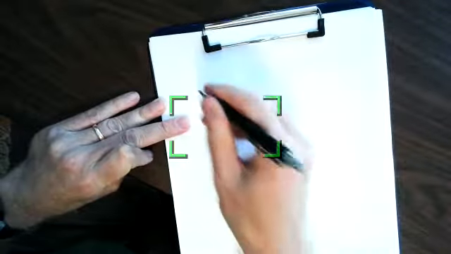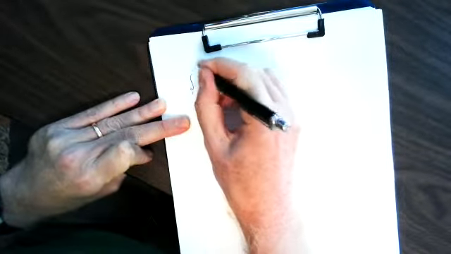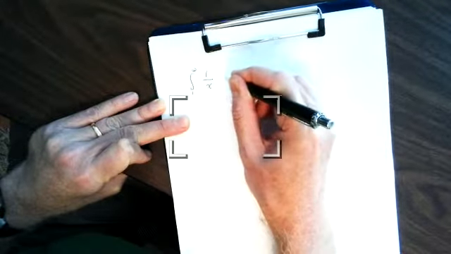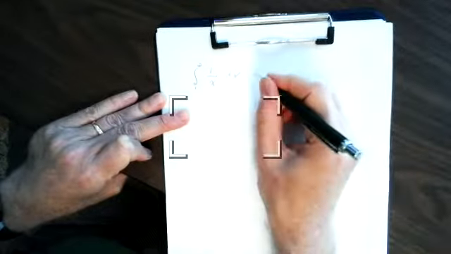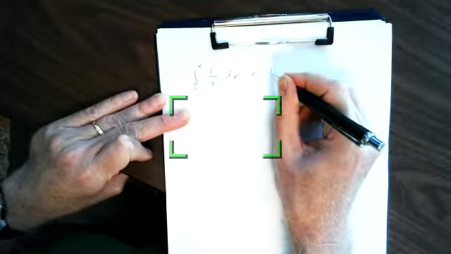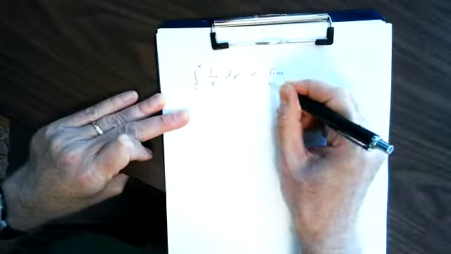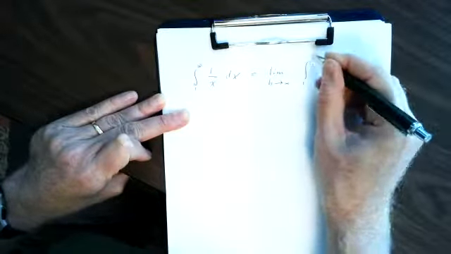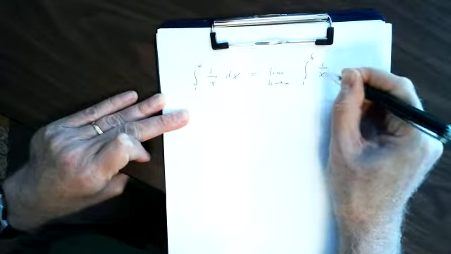Let's do another example. Okay, we're going to look at the improper integral from 1 out to infinity of 1 over x dx. First thing, we make it a proper integral. We look at the limit as b goes to infinity of the integral from 1 to b of 1 over x dx.